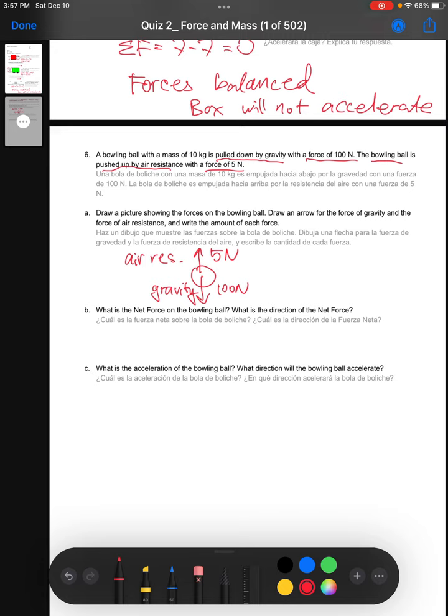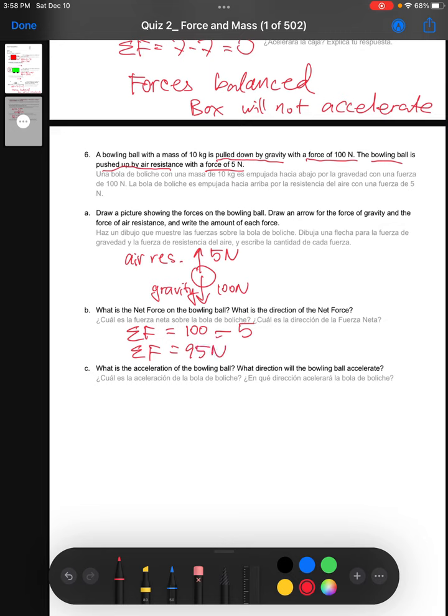B. What is the net force on the bowling ball? What is the direction of the net force? Well, are the forces in the same direction, or are the forces on this bowling ball in opposite directions? The forces are in opposite directions. So the net force on the bowling ball is 100 minus 5. And so the net force on the bowling ball is 95 newtons.